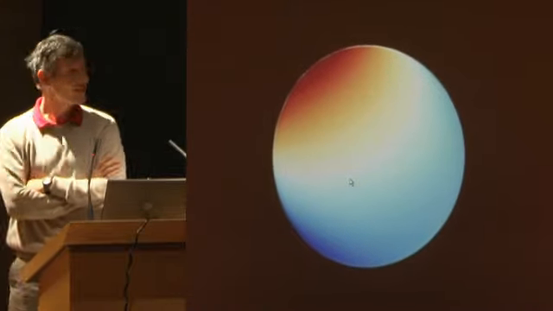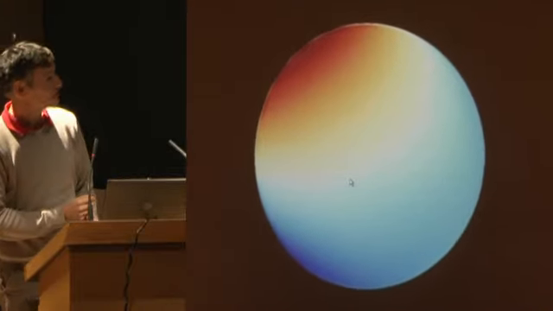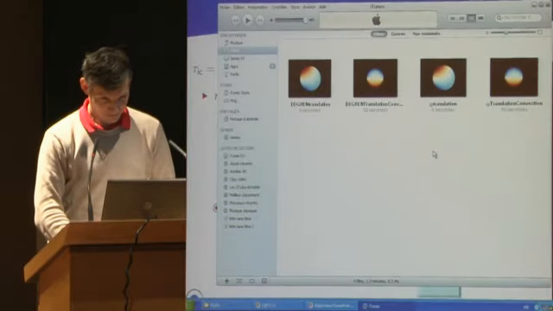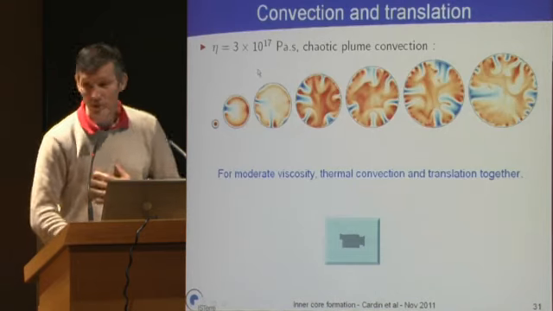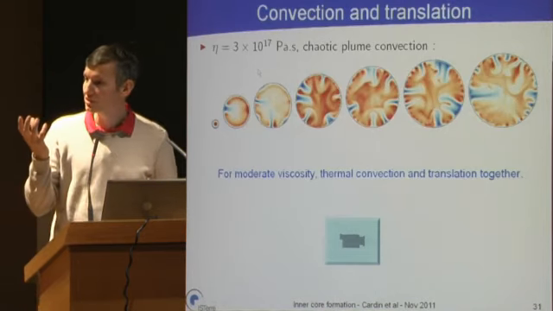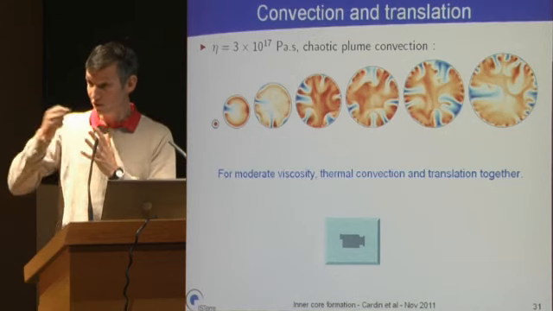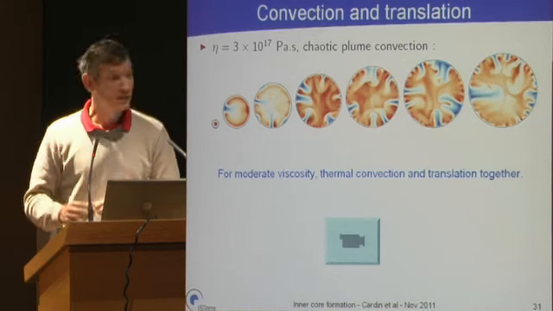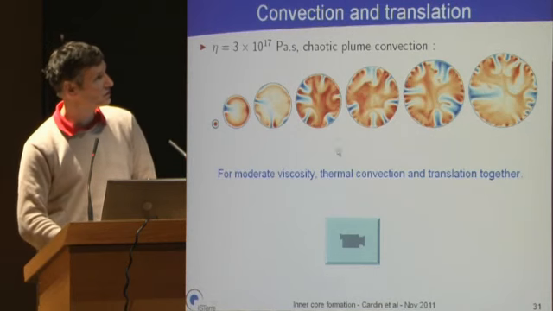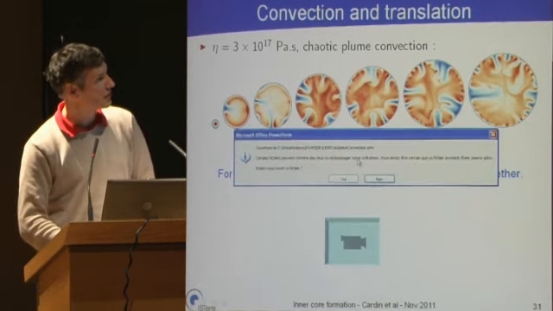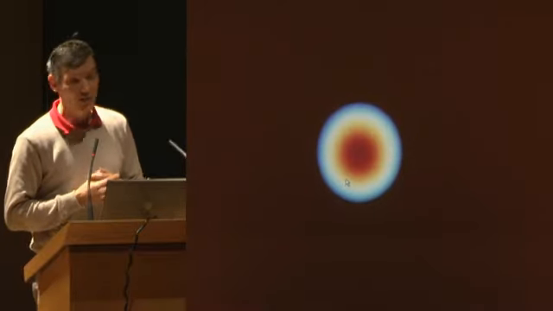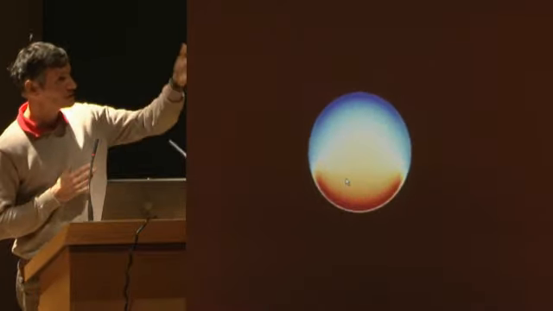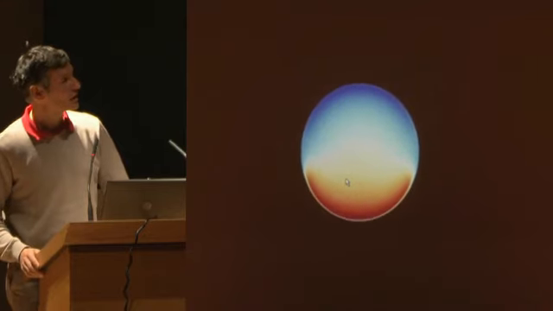This is translation. But what is interesting is to reduce the viscosity to enable both translation and convection. And this is what we have done for moderate viscosity. You will see that the translation takes place at the beginning, and then thermal convection. So this is the translation mode.